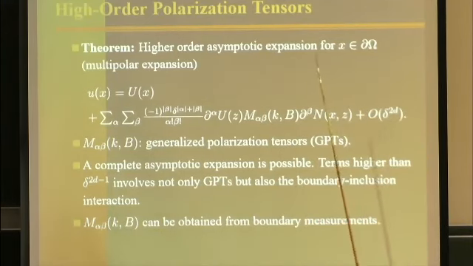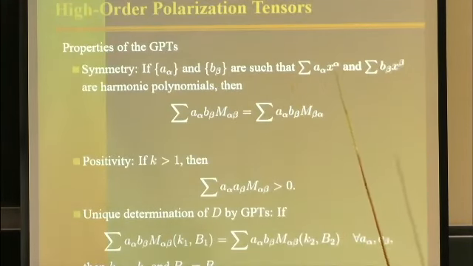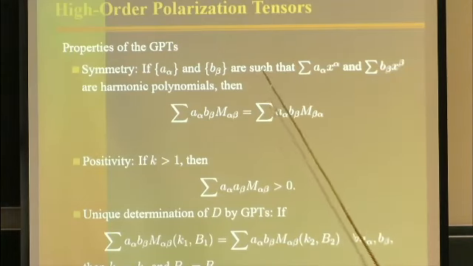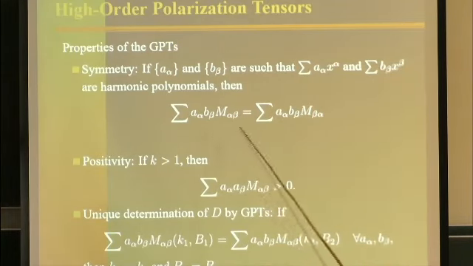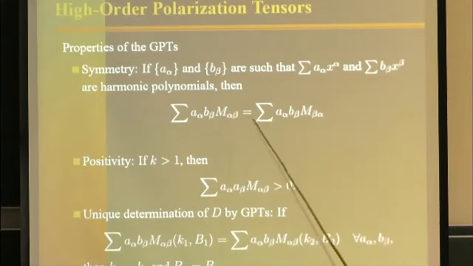Okay. So what to do with higher order polarization tensors? They actually have a lot of properties. They are symmetric, but on harmonic polynomials. They are positive on harmonic polynomials, and actually they uniquely determine the inclusion and the material parameter. If you know all of these polarization tensors, then you know exactly the domain and you know exactly the conductivity.